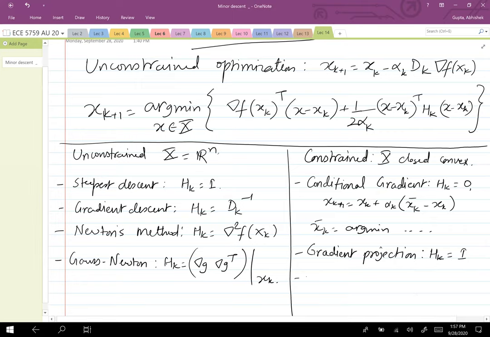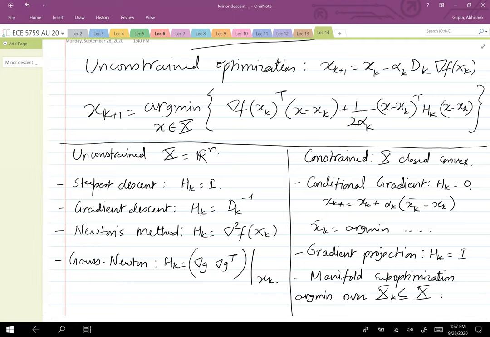All right. In manifold suboptimization, instead of doing the argmin over the entire space capital X, we did the argmin over X_k, which is a subset of capital X. So instead of looking for the descent direction over the entire convex set, we constrained ourselves to a specific edge of the convex set, and we're looking for the optimal solution along that particular edge. That was the manifold suboptimization method we talked about in the previous class.